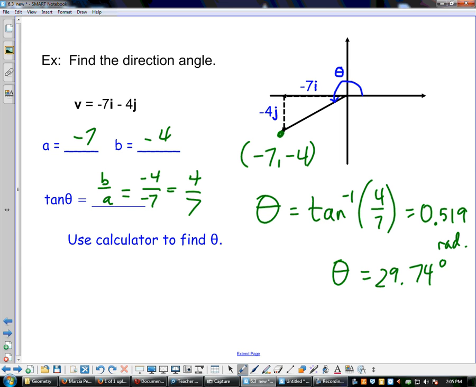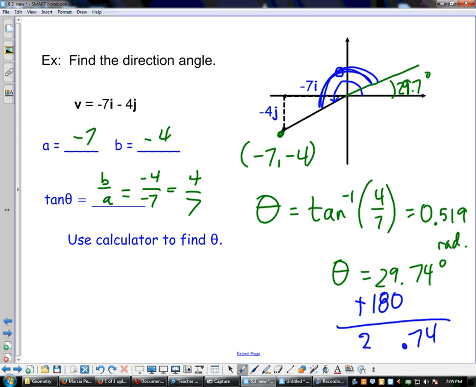Do people agree with Megan? Okay, and is that our answer? We have to add 180, right? So in other words, 29.7 degrees would be this angle right here. But we want to add 180 to that. So I need this plus 180, and that gives me what? 209.74 degrees. Is this okay? All right.